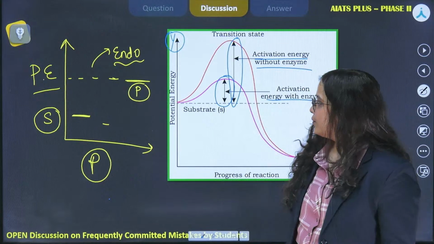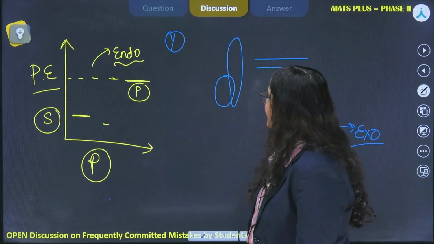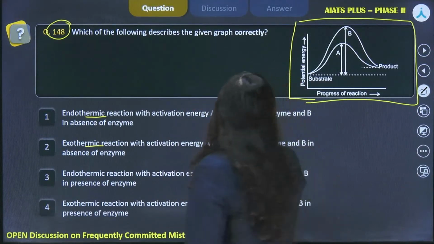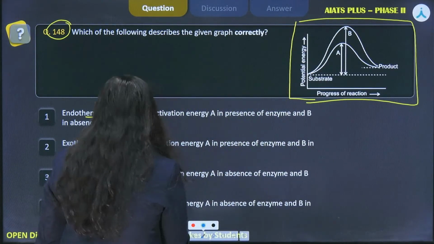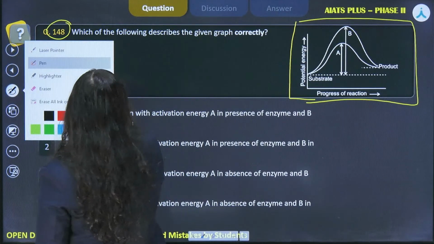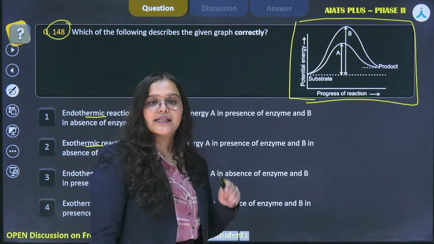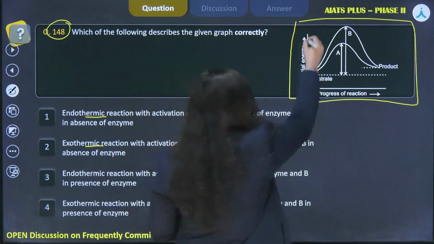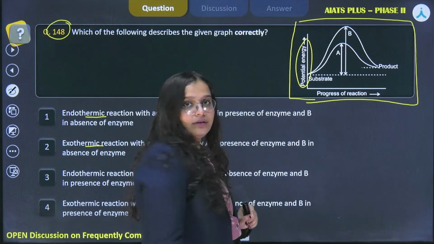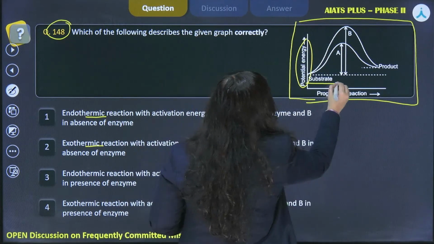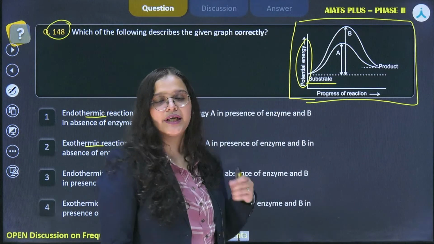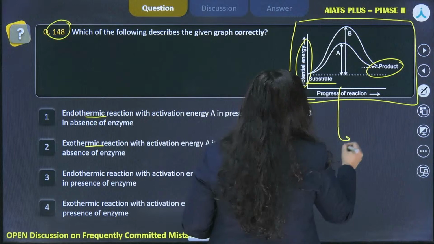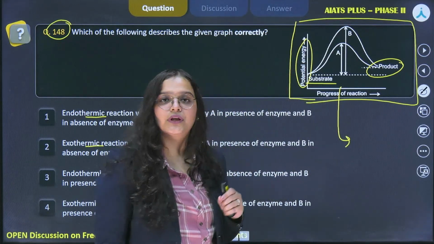So now we go back to our question. After the discussion, I hope that we will be able to figure out whether the given reaction is representing an endothermic reaction or an exothermic reaction. We can see that we have our potential energy and the substrate is at a lower energy level as compared to the product. So this is definitely representing an endothermic reaction.